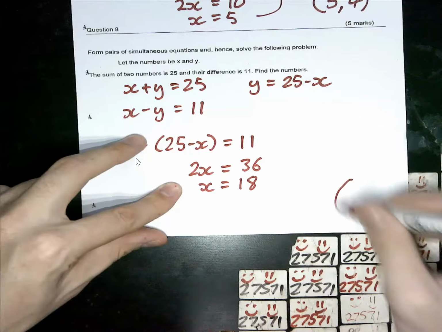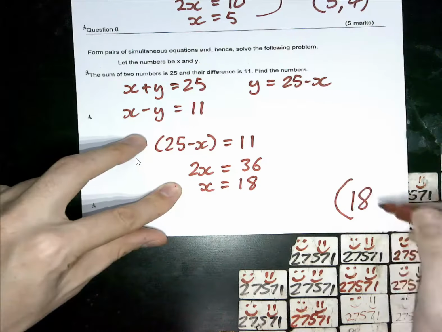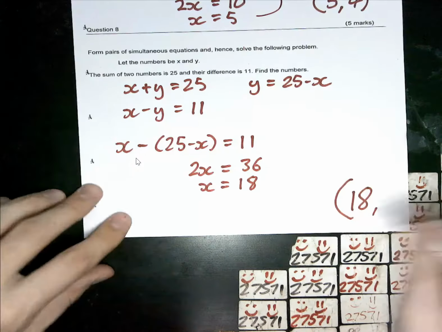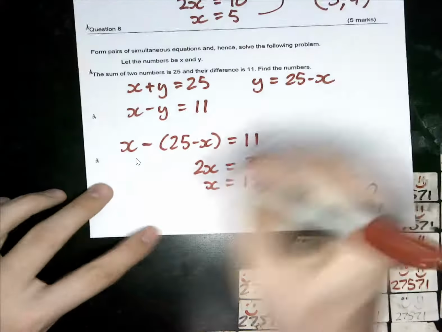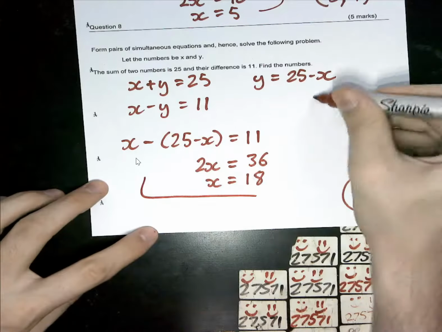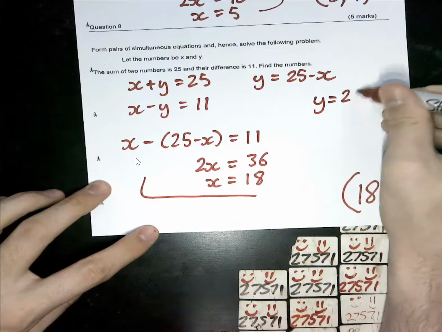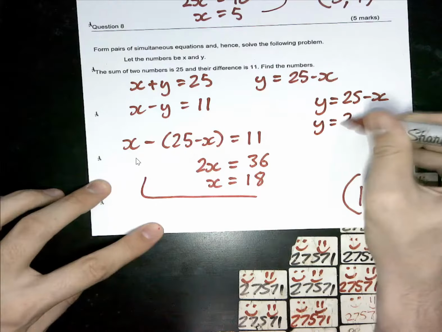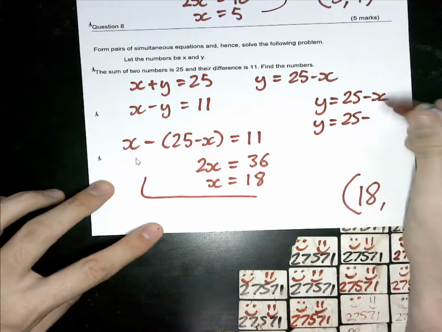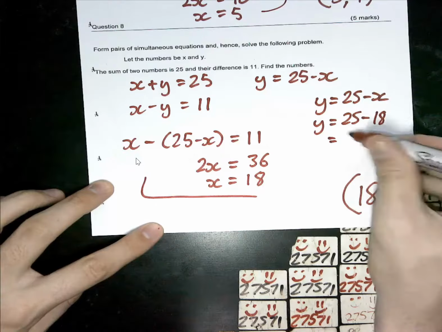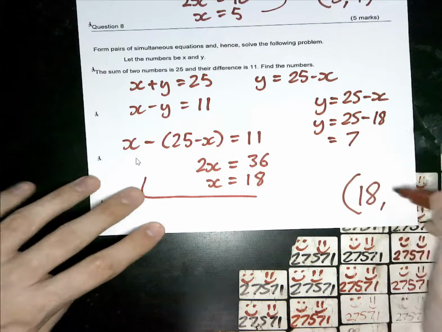So that's your first part of your bracket there. Alright, substitute that back into one of these. Let's say y equals 25 minus x. We've worked x out. y equals 25 subtract 18, which is 7. So y equals 7. That's the second part of everything there.